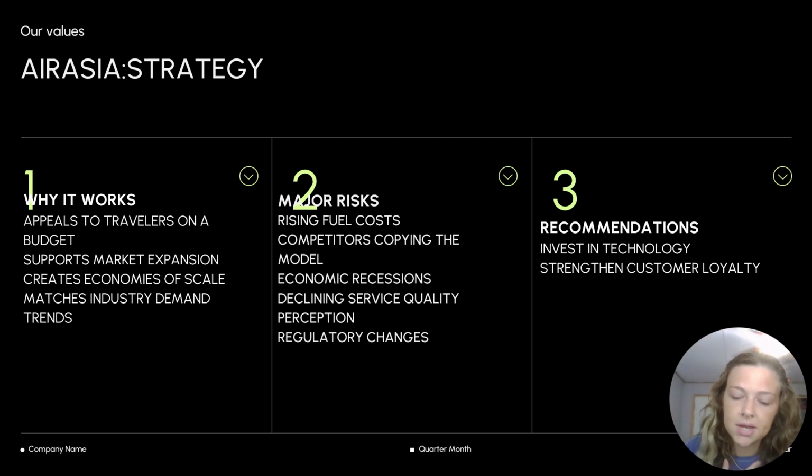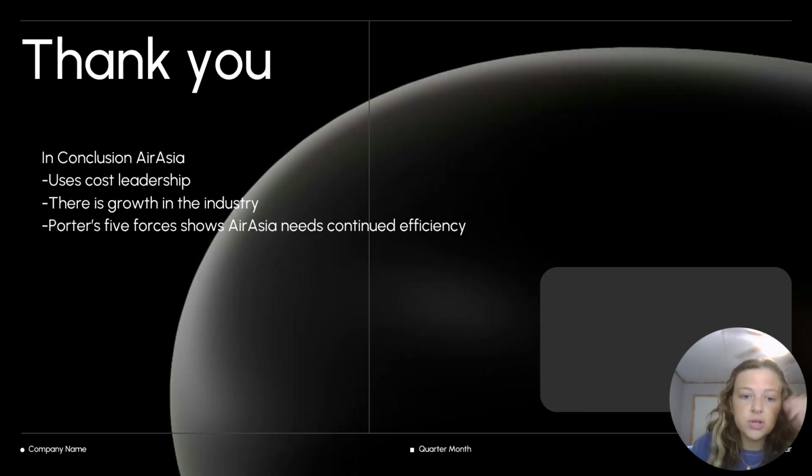And here's my recommendations. Invest in the technology. Any company ever, I feel nowadays, needs to invest in their technology and strengthen your customer loyalty. Even though they're flying cheap, maybe they need some benefits, some airline miles. Delta has really big airline miles, so maybe follow that. In conclusion, AirAsia uses cost leadership. There is growth in the industry, and Porter's five forces show AirAsia needs continued efficiency.